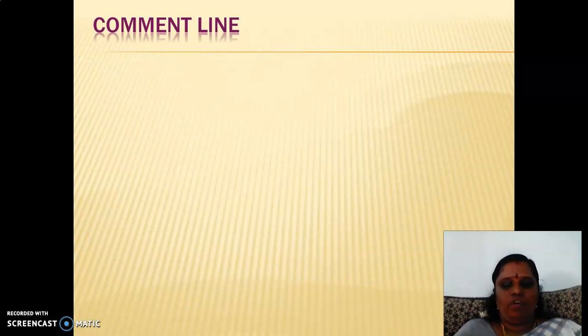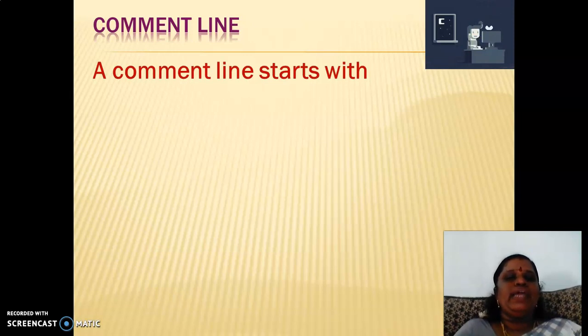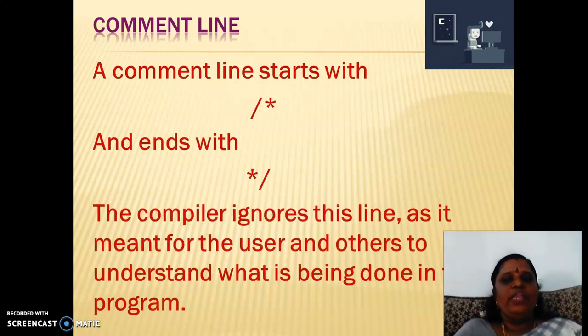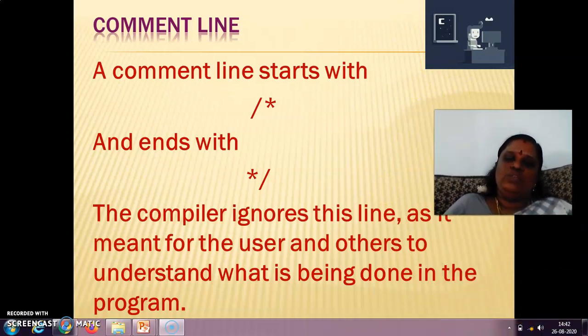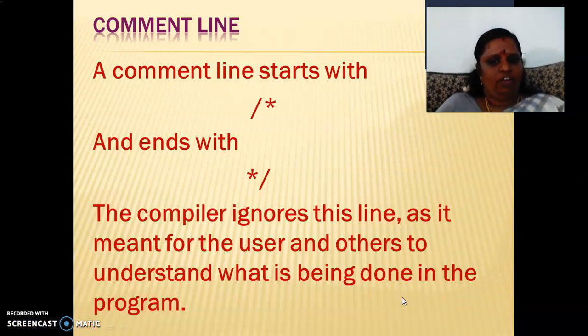So, the first line is the comment line. And what is meant by the comment line? A comment line starts with the backslash and multiplication and ends with the multiplication and backslash. The computer ignores this line, as it is meant for the user and others to understand what is being done in the program, not for other purposes. The compiler will ignore it, because this is a comment line used for the user to understand what this function is used for. For that only we will be using this.